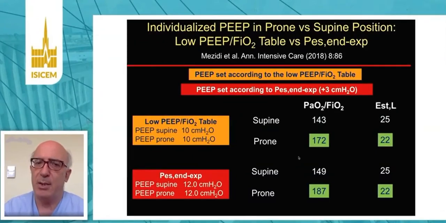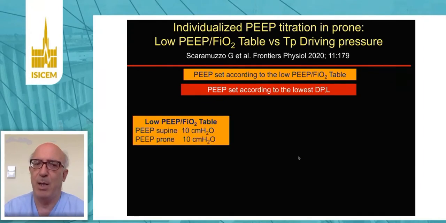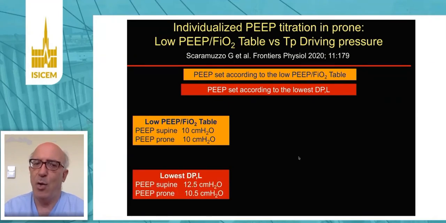So there does not seem to be any major difference if we set PEEP individually by using the low PEEP PFO2 table or esophageal pressure at end expiration. We did a recent study in an experimental model looking at the effects of PEEP set according to the low PO2 table and PEEP set according to the lowest driving transpulmonary pressure. We found, again, similar to patients, that using the low PO2 table, the PEEP was similar in supine and prone, and by using the lowest driving pressure, the PEEP was a little bit higher, but not much.